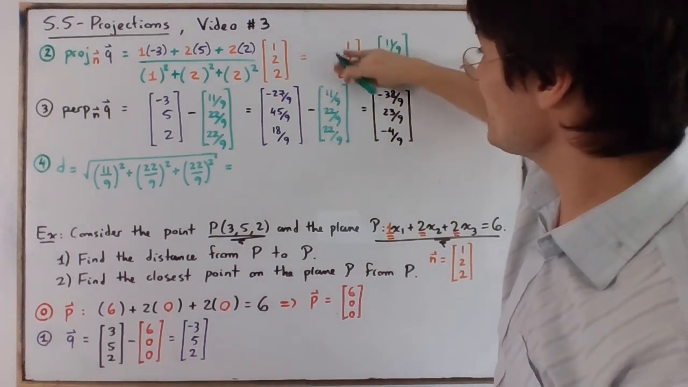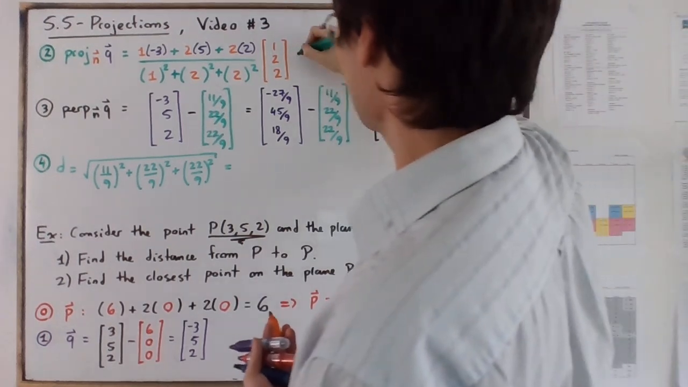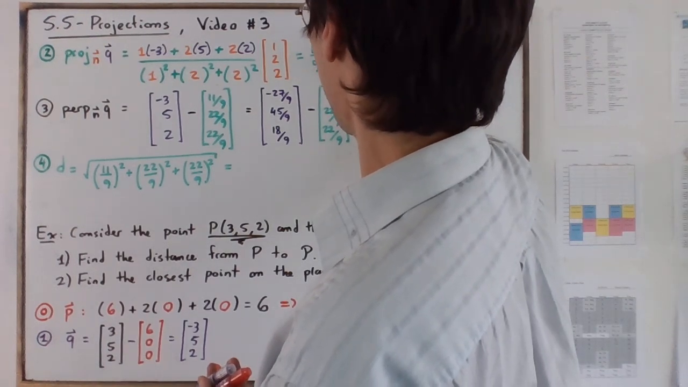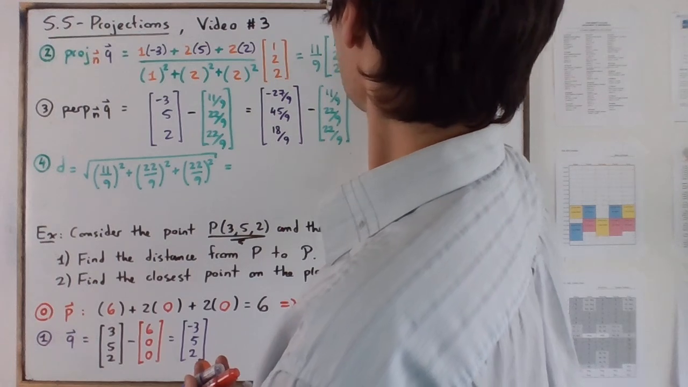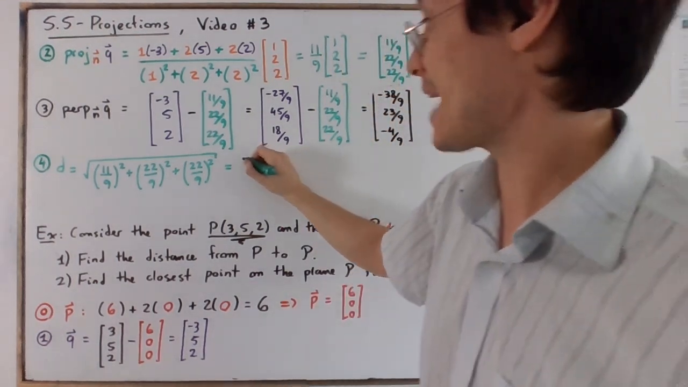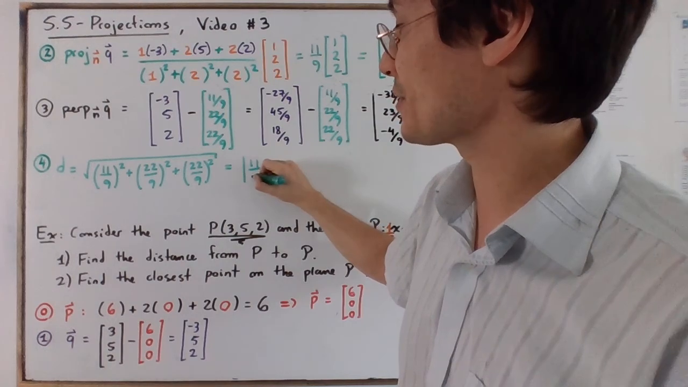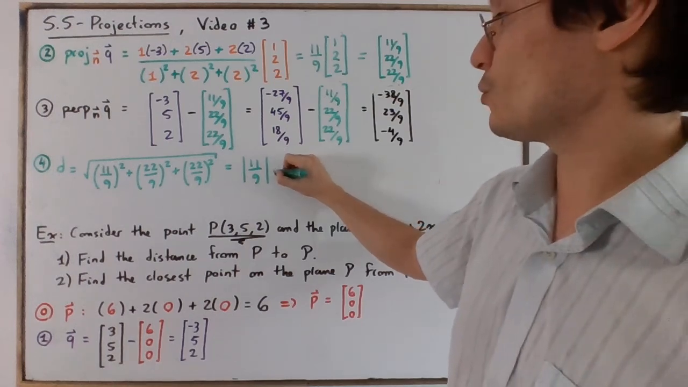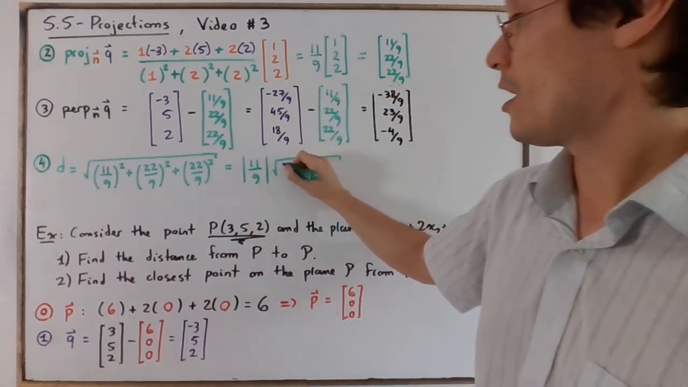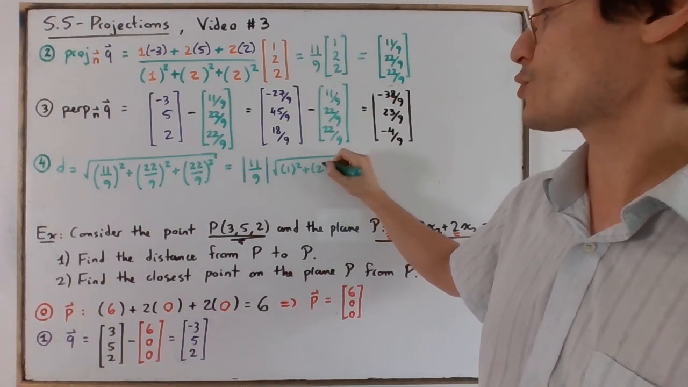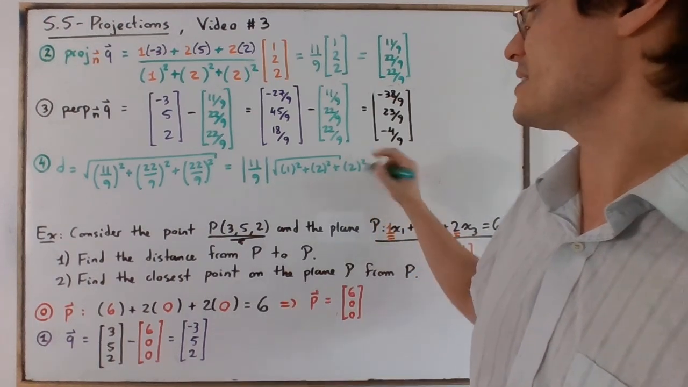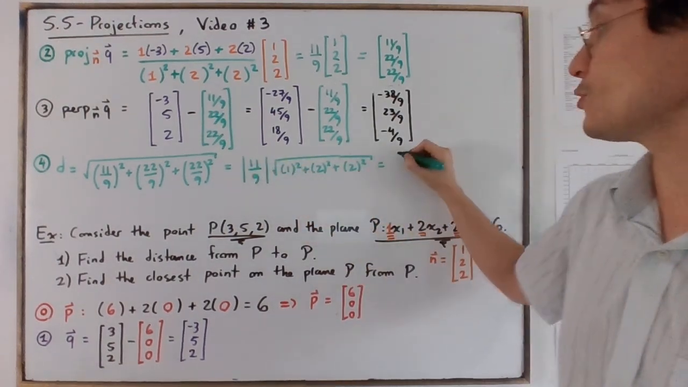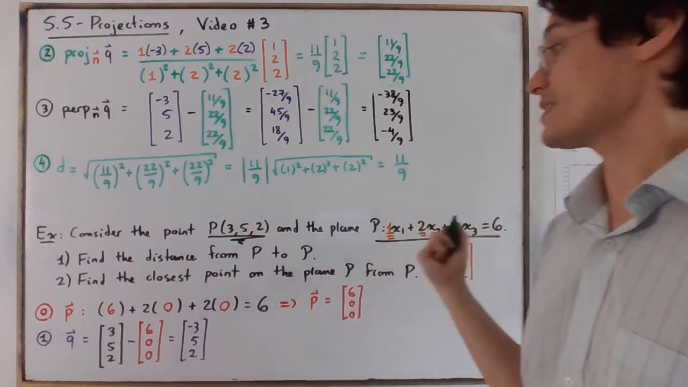Let's write the color code. We have 11 over 9 times the vector 1, 2, 2. One thing that you can notice is that this 11 over 9 is a common factor, so you can take it out of the square root. Don't forget the absolute value. Then what you will get is the norm of 1 squared plus 2 squared plus 2 squared. As you can see, much easier to compute. Now the absolute value, we can safely drop at this point. So this will give us 11 over 9.